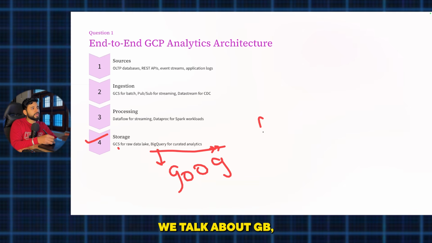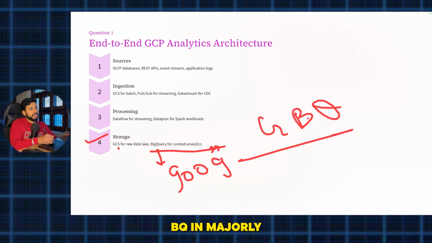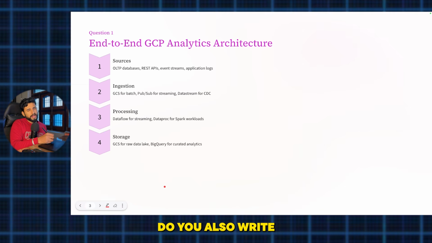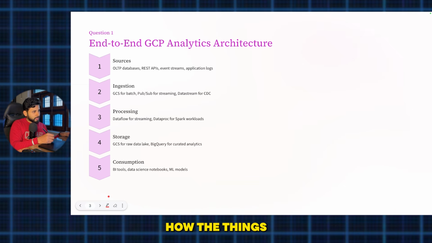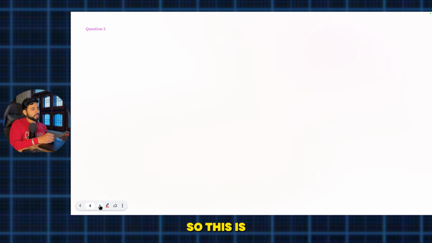Google BigQuery, GBQ we talk about, GBQ. Majorly in resume keywords they will write it as GBQ. So you also write the full form Google BigQuery and also write GBQ in brackets. Okay, that is all, because that is how things happen. Next thing is consumption. They also have BI tools directly, data science notebooks, and ML models for consumption. So this is the insight of how exactly things look.